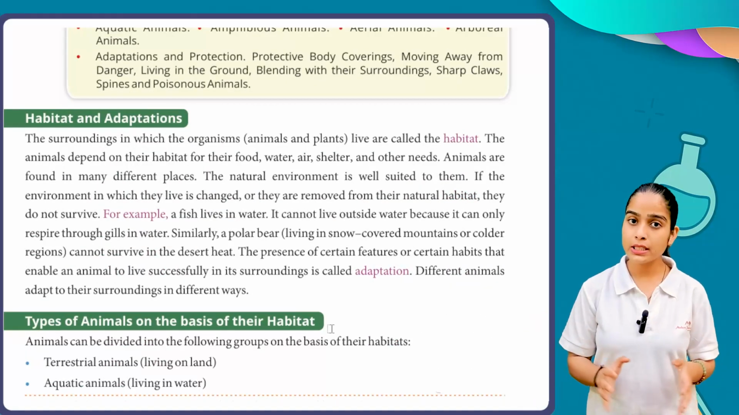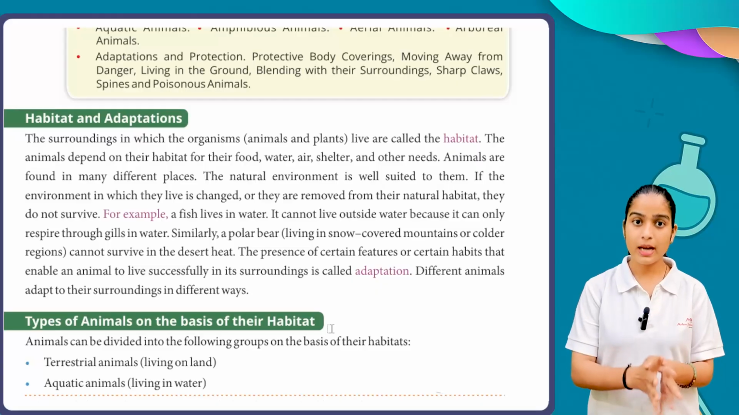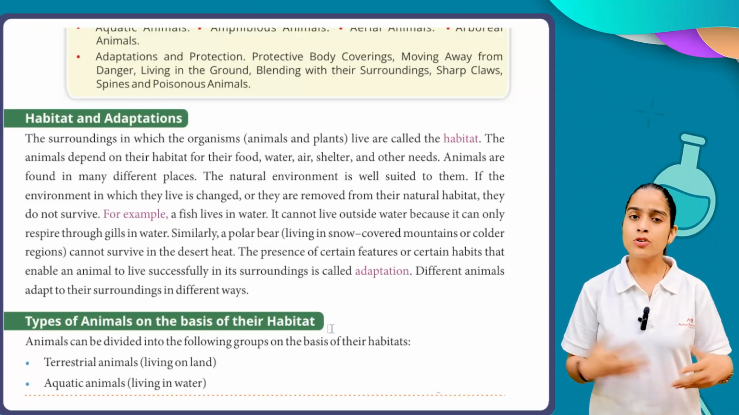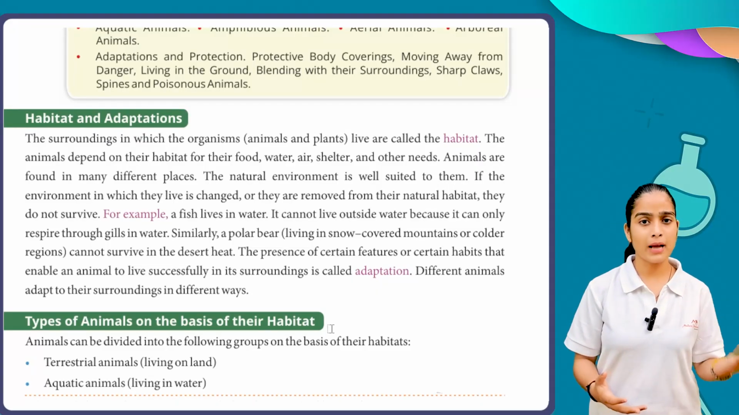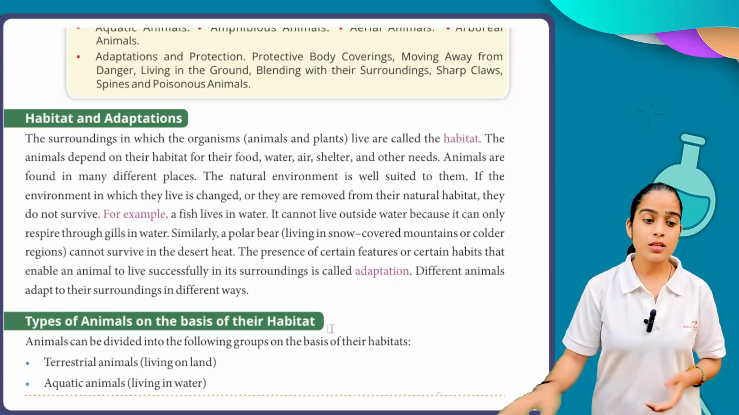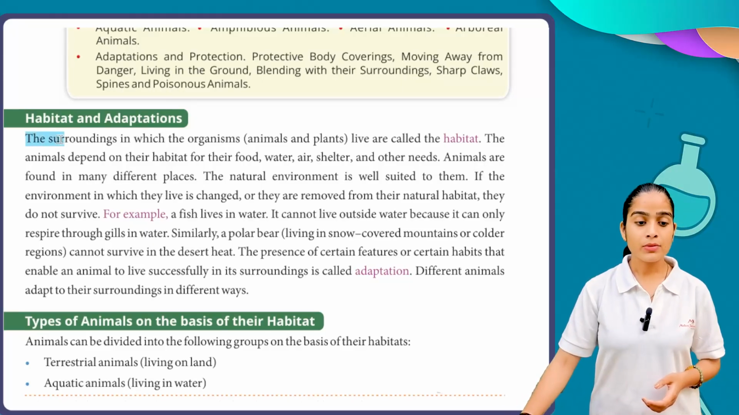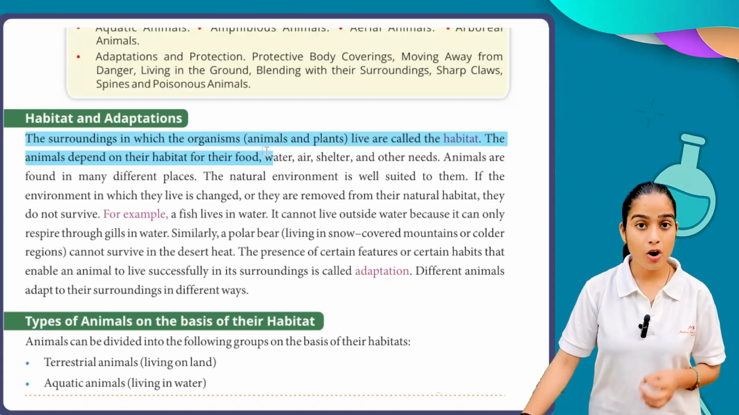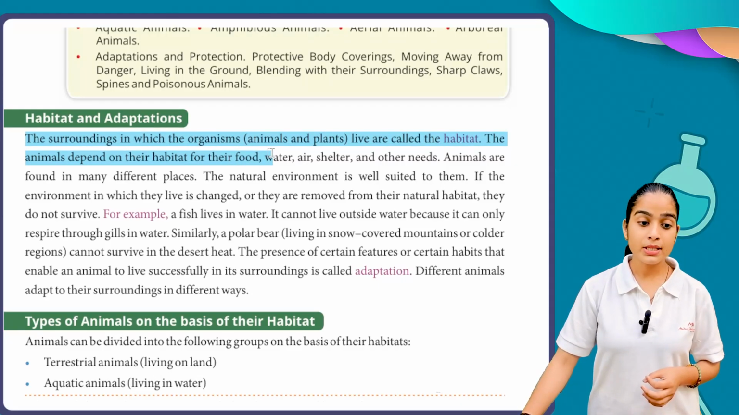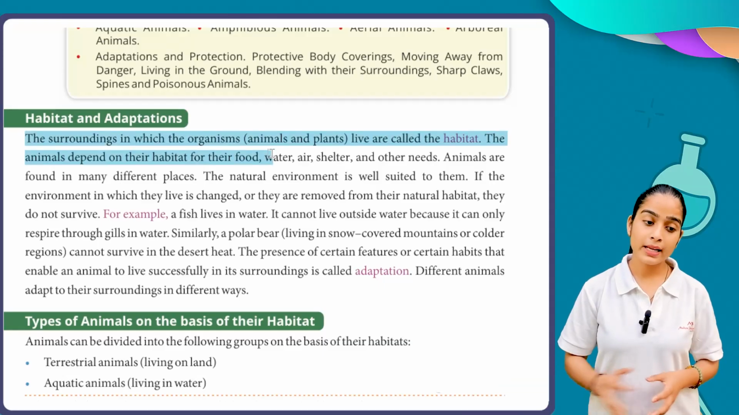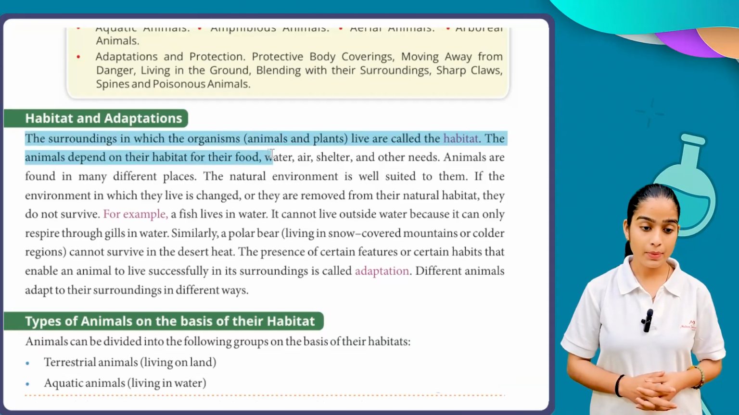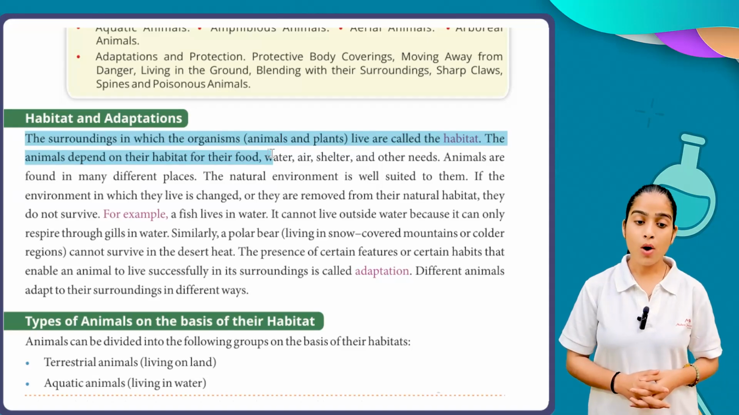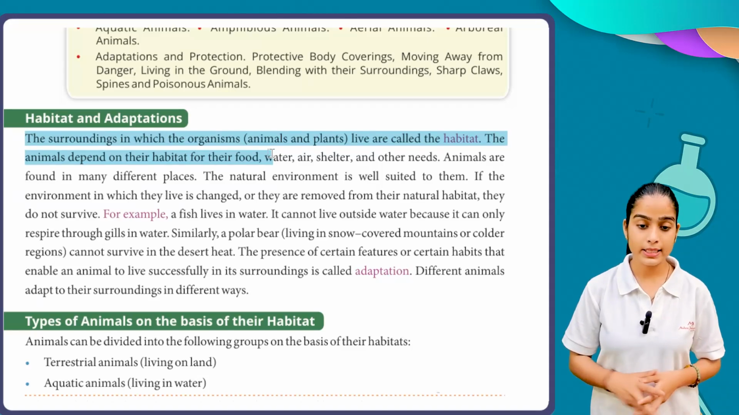As we already discussed in a previous chapter, habitat means your home. So animals also have their home, as plants do, right? The surrounding in which organisms, animals and plants live is called habitat. The animals depend on their habitat for their food, water, air, shelter, and other needs.